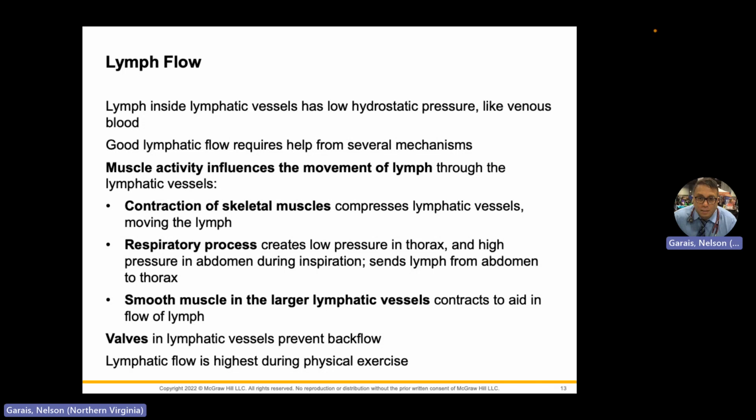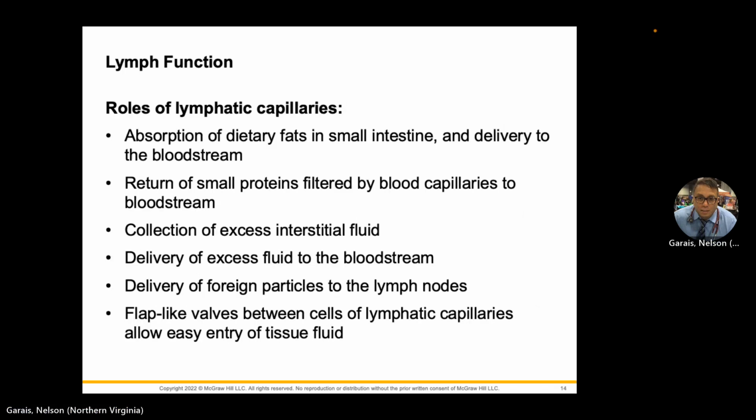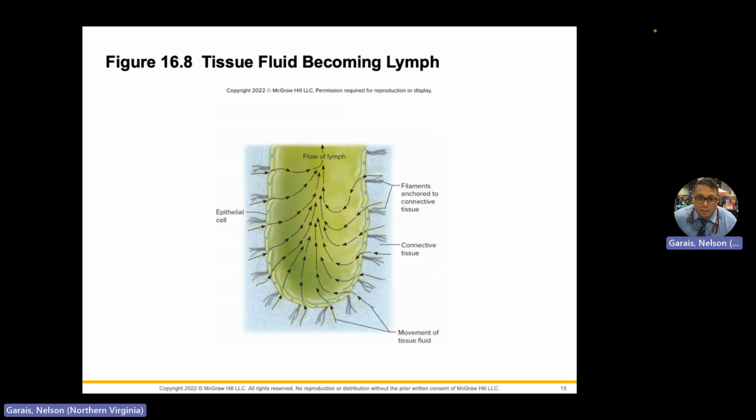Just like the veins, contraction of skeletal muscles, your respiratory muscles, and also some of the smooth muscles located in the middle layer of your lymphatic vessels, all influence the movement of your lymph fluid. Because again, your lymph vessels are under low pressure. So we need these three things to help us move stuff. And of course, as mentioned already two times, valves are also located in your lymphatic vessels to prevent backflow.